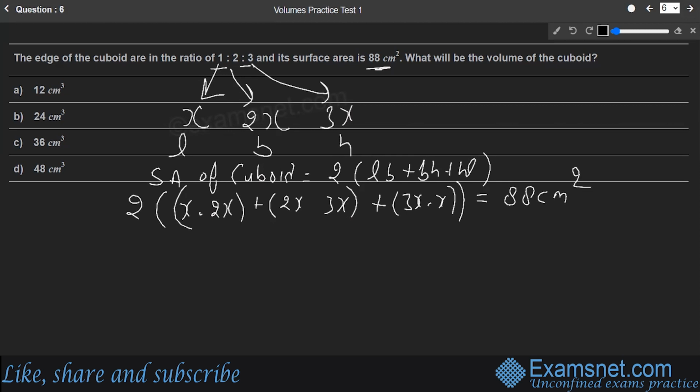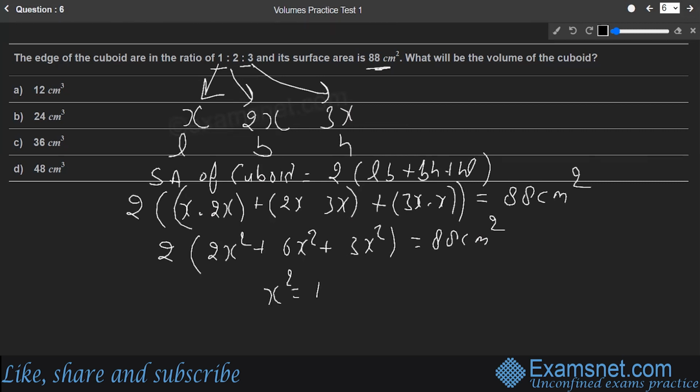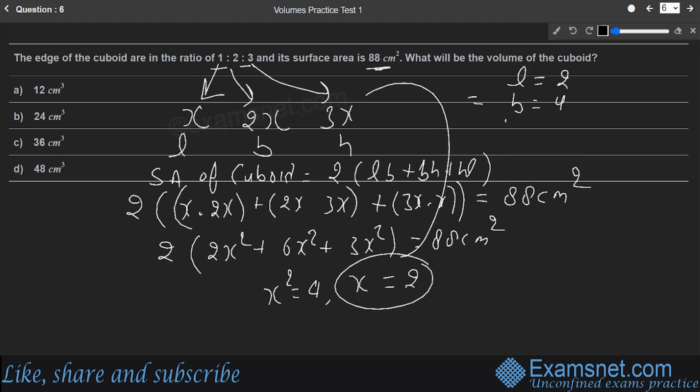So let us multiply together. It's going to be 2 into 2x square plus 6x square plus 3x square. This is equal to 88 centimeters square. If we solve this equation further, we reach the x square value as 4, which gives us x value as 2. So with x value of 2, we can easily find out all the dimensions. So L becomes 2, B becomes 4, and H becomes 6. And the unit of all of them is simply centimeter: 2 centimeter, 4 centimeter, and 6 centimeter.